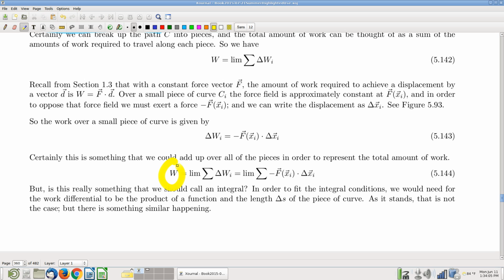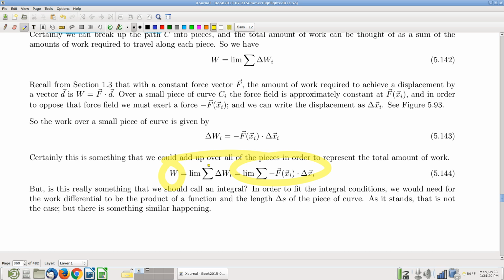And here you go. Here we have a construction that will allow me to compute work. Now let's take a moment to consider this little expression here. It's a limit of a sum. Gosh, that looks a lot like a Riemann sum.